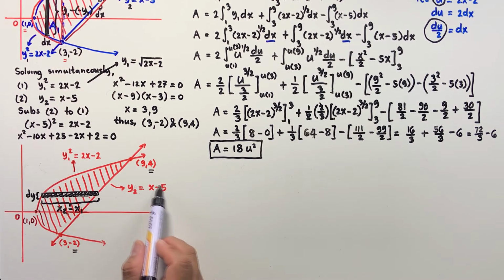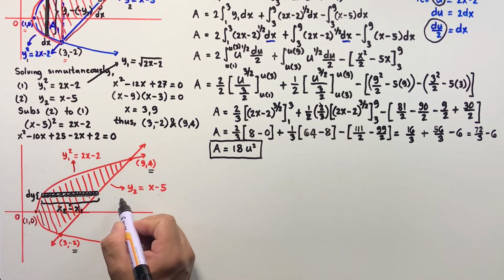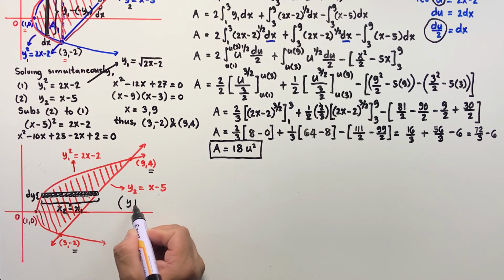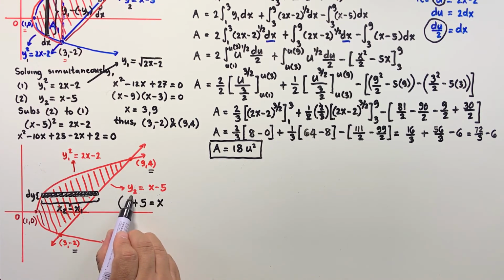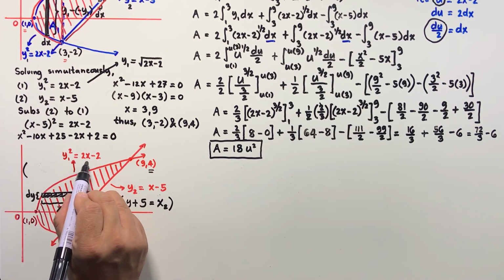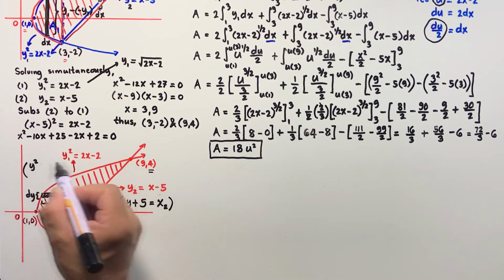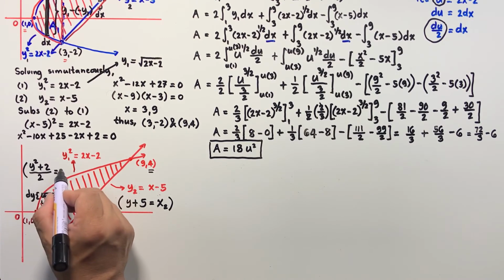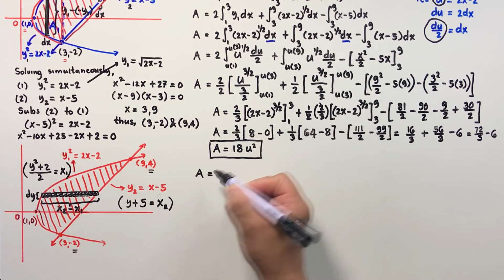So the x boundary of this line minus the x boundary from this curve. Therefore, we need to solve for x for this line. And x is equal to y plus 5, which is equal to our x. And since this is y sub 2, this is x sub 2 here. And also, this one, you can solve for x by moving this -2 to the left. So we have y squared plus 2, and dividing both sides of the equation by 2 is the value of our x sub 1. So therefore, we can write our area as the integral.